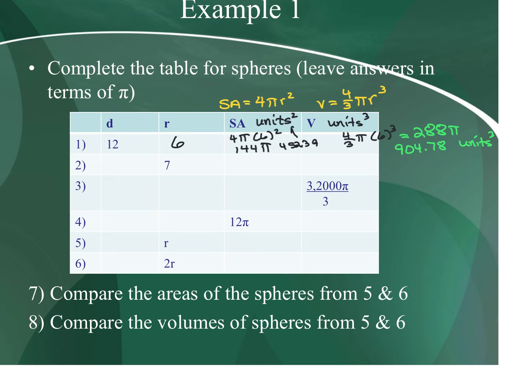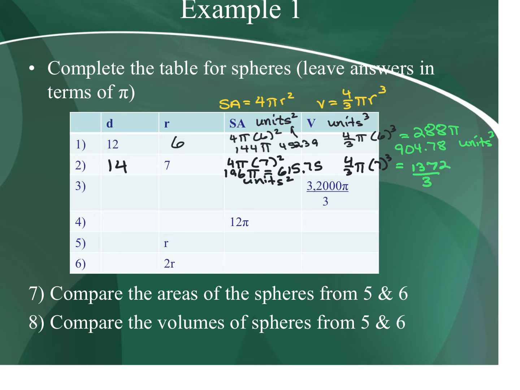For the next one, they gave me the radius. I need to double it to turn it into a diameter. And now that I have my radius is 7, I'm going to plug it into the formula. So 4 pi times 7 squared will give me 196 pi. Multiplying 196 times pi gives me 615.75. And again, these will be units squared. For the volume, 4/3 pi times 7 to the third power. Once I multiply this, left in terms of pi, I'm just going to go ahead and leave it as an improper fraction.